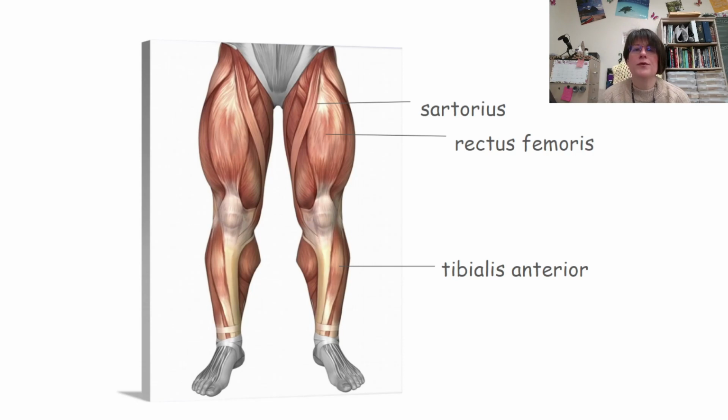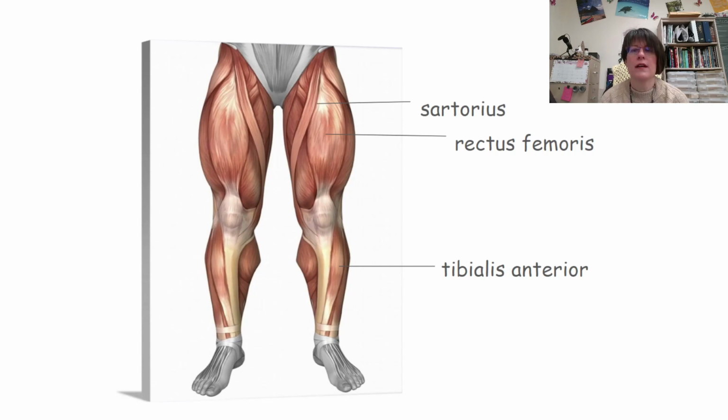Some muscles I would like you to know for the test are the sartorius, which goes diagonally across here. Also, the rectus femoris. You'll remember that because it's covering the femur. And finally, down here, the tibialis anterior. So it goes across the tibia, which is one of the bones in the lower leg, and anterior means it's on top. So that will help you to remember that muscle. And there are many more. We just cannot study all of them.